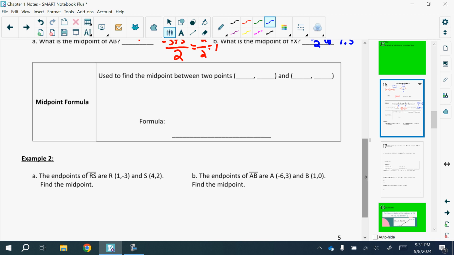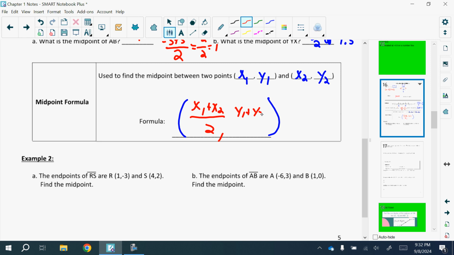Okay, so midpoint formula. So it's used to find the midpoint between 2 points. So we're going to call these 2 points (x1, y1) and (x2, y2). So what you're going to do to get to the actual midpoint is just take the average of your x values and the average of your y values. So this is going to be (x1 plus x2) divided by 2, comma, (y1 plus y2) divided by 2.